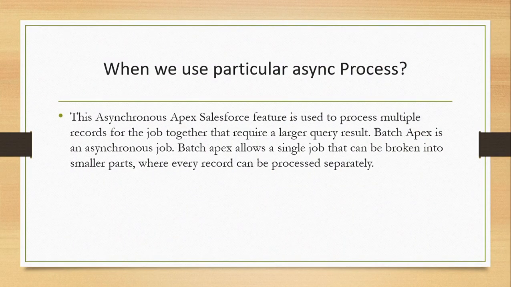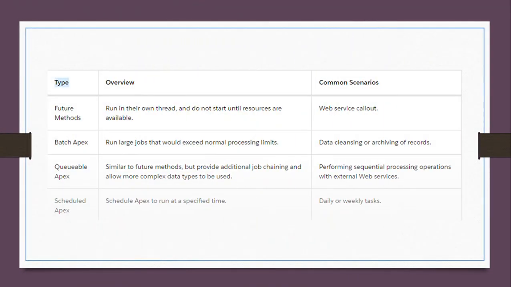When we use a particular async process, asynchronous Apex future is used to process multiple records for a job together that require a larger query result. Batch Apex is an asynchronous job. Batch Apex allows a single job to be broken into smaller parts where every record can be processed separately. Future methods run on their own time and do not start until resources are available. Queueable runs large jobs that exceed normal processing limits and is similar to a future method, but provides additional job chaining and allows more complex data to be used. Schedule Apex runs a class at a specified time.